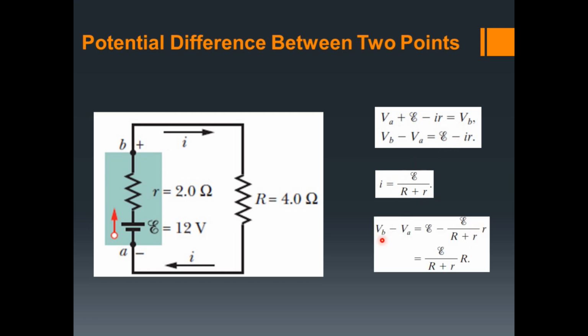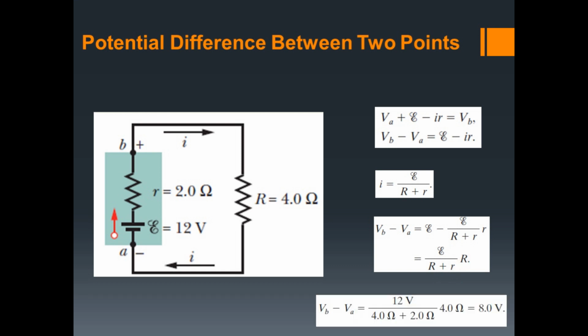So it will become VB minus VA is equal to EMF minus, if you substitute the value of I, which is EMF over R plus r from here, and this is small r which is already present in the equation, this will become EMF over R plus r, into capital R. You can also write this equation if you just put the values, because EMF is given 12 volt and capital R and small r are given, then the result will come out is 8 volt.